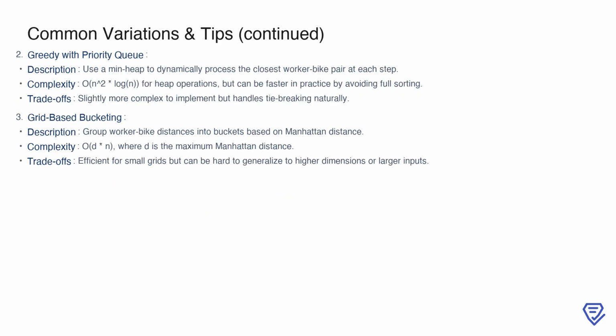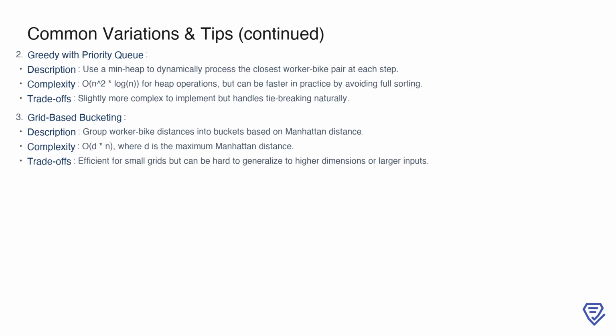A more optimized approach involves using a greedy strategy with a priority queue. By leveraging a min heap, you can dynamically process the closest worker bike pair at each step, avoiding the need to sort all pairs up front. This method also handles tie-breaking naturally and has a complexity of n² log n due to heap operations. While slightly more complex to implement, it can be more efficient in practice compared to brute force.